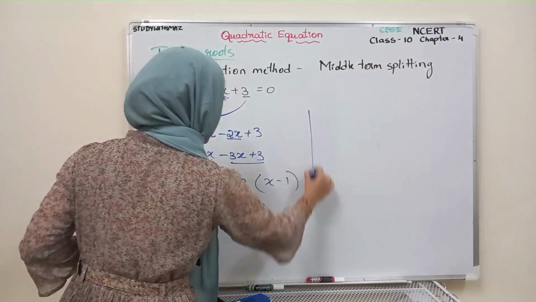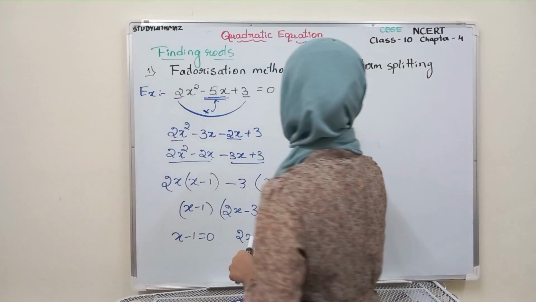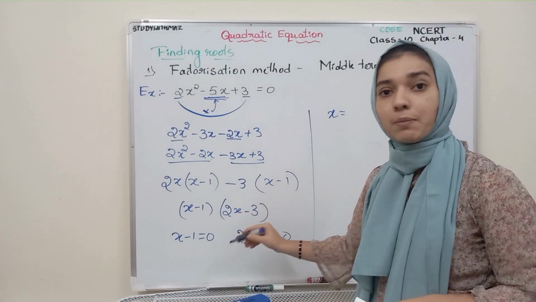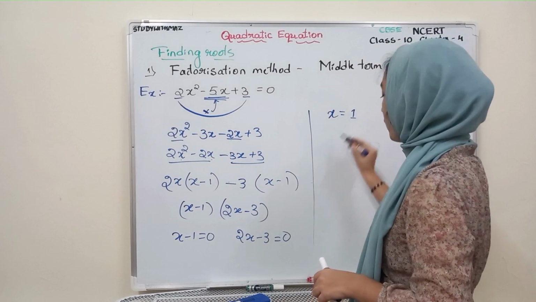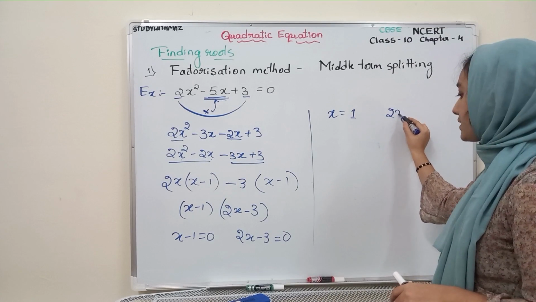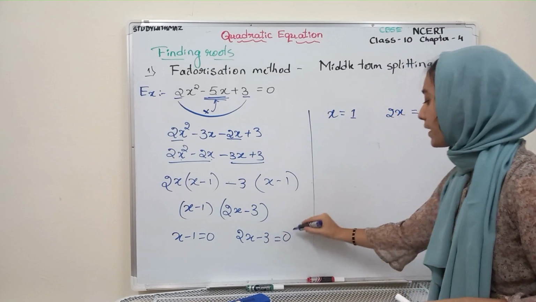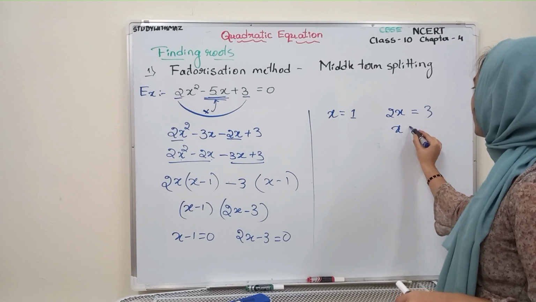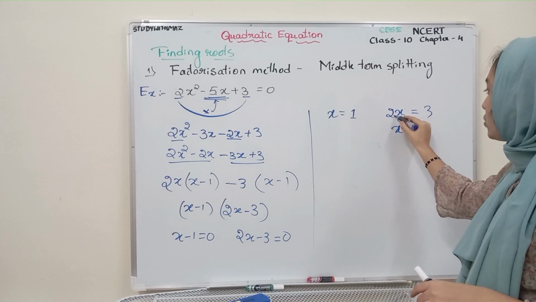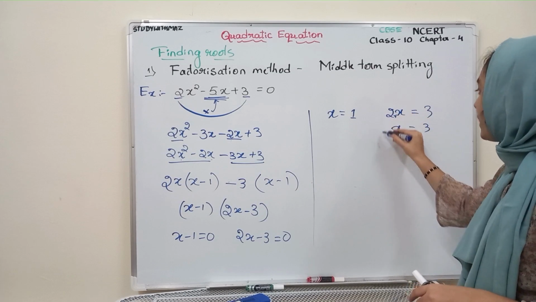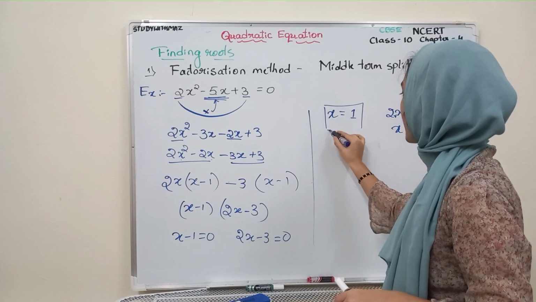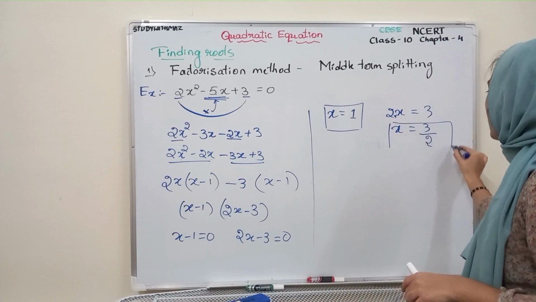You have to write like this. So x minus 1 equal to 0, so x equal to minus 1 goes to this side and becomes plus 1. You know that. So x equal to 1. 2x minus 3 equal to 0 is there. So write 2x equal to minus 3 becomes plus 3. So x equal to 3, multiplication becomes division. Here 2 into x it is, so if 2 comes to this side, it becomes divided by 2. So you got two values, that is x equal to 1 and x equal to 3 by 2.